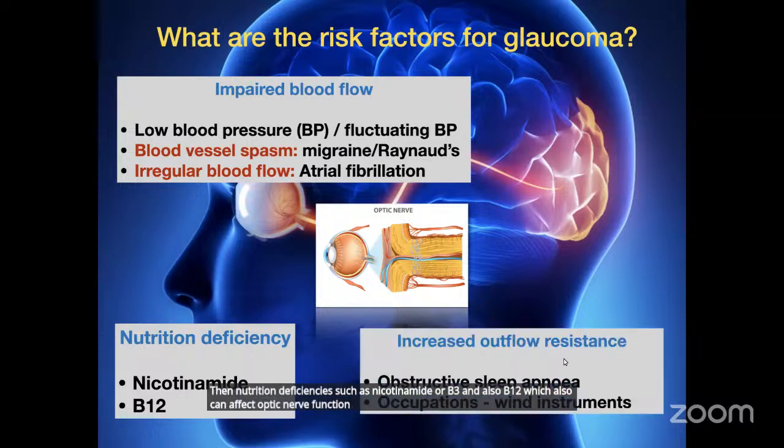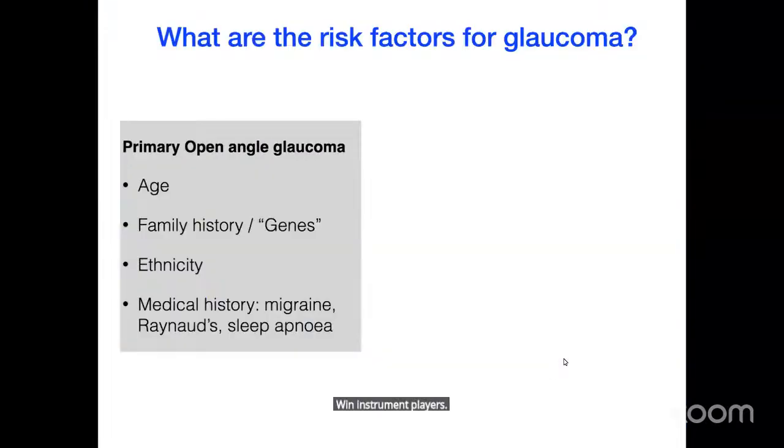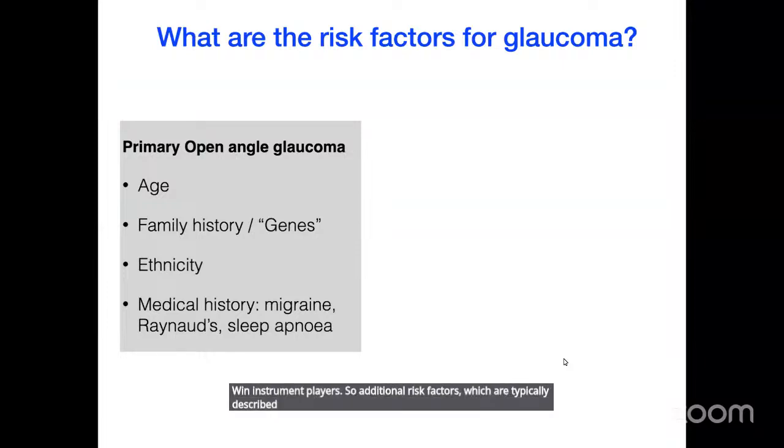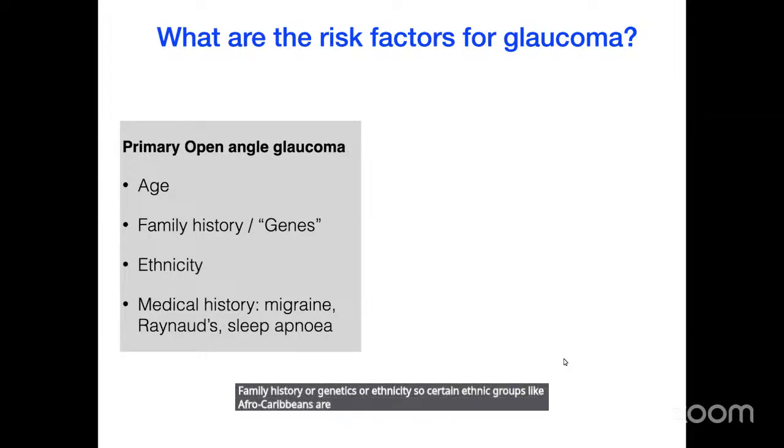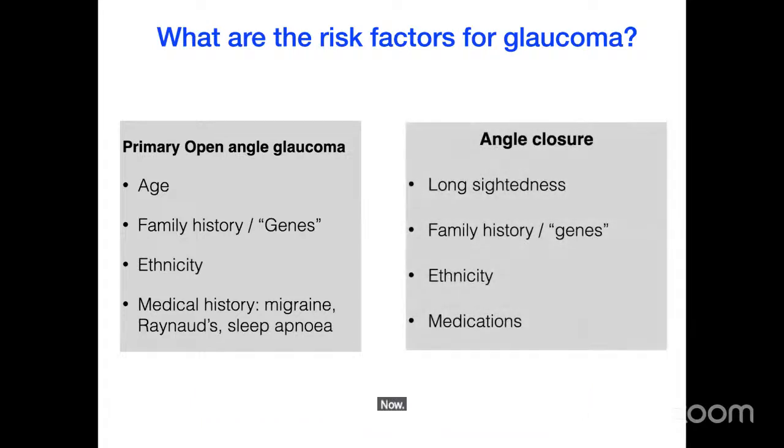And then increased outflow resistance. So there's more resistance to fluid escaping the eye in certain conditions like obstructive sleep apnea or in certain occupations such as wind instrument players. So additional risk factors, which are typically described for open-angle glaucoma, are age, family history or genetics, ethnicity. So certain ethnic groups like Afro-Caribbeans are more prone to developing glaucoma, and also medical history, as I mentioned, migraines, Raynaud's, sleep apnea.